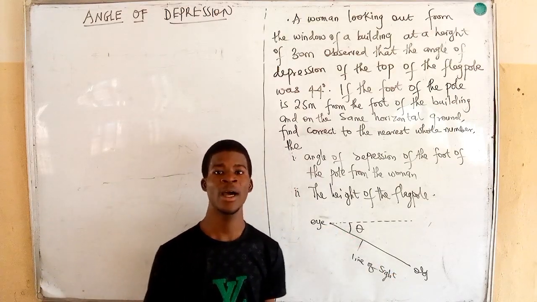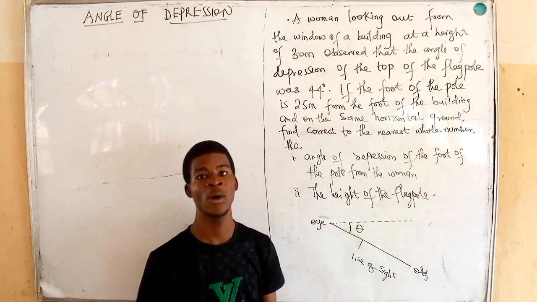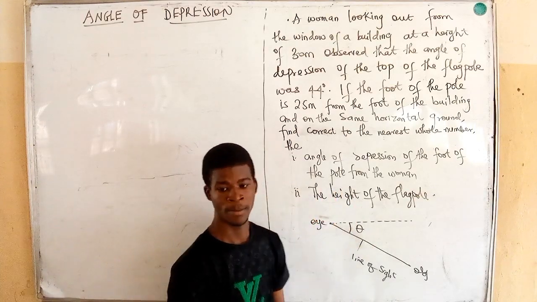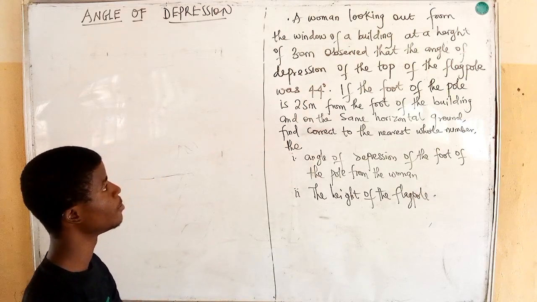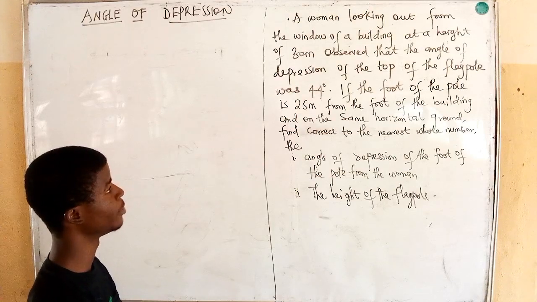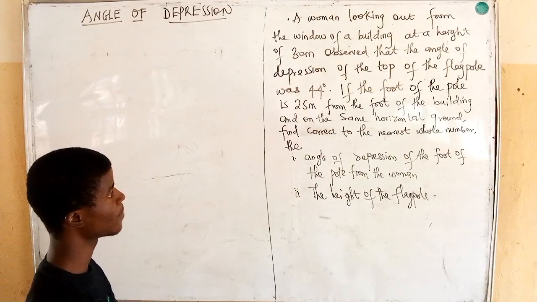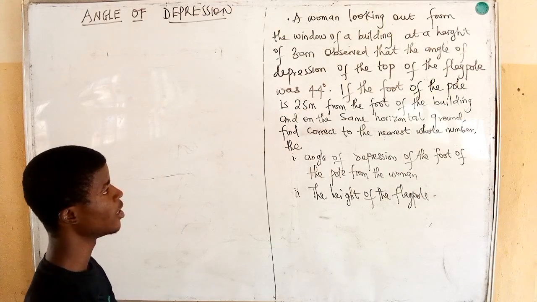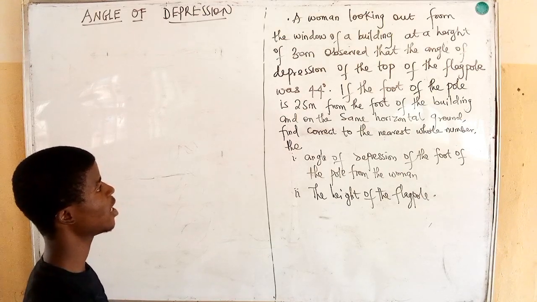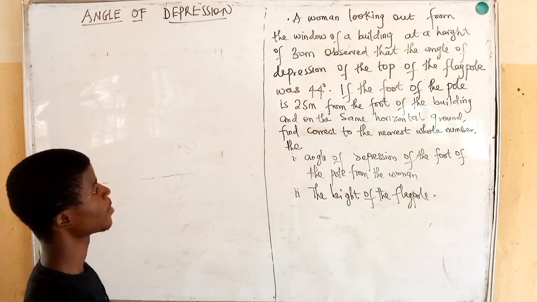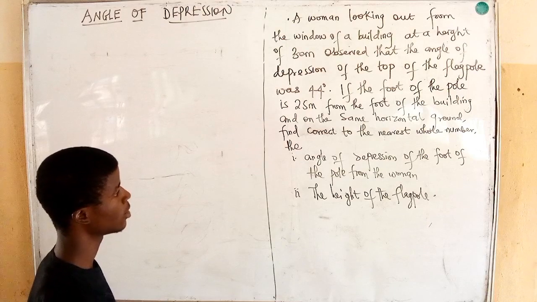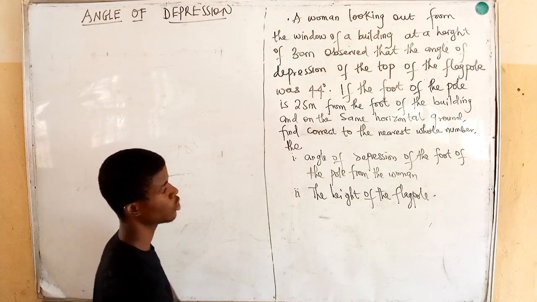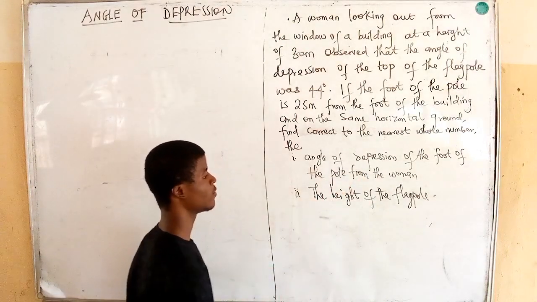So let's apply this concept now to solve this problem. Now the question says, a woman looking out from the window of a building at a height of 30 meters observed that the angle of depression of the top of the flagpole was 44 degrees. If the foot of the pole is 25 meters from the foot of the building and on the same horizontal ground, find correct to the nearest whole number the angle of depression of the foot of the pole from the woman and the height of the flagpole.